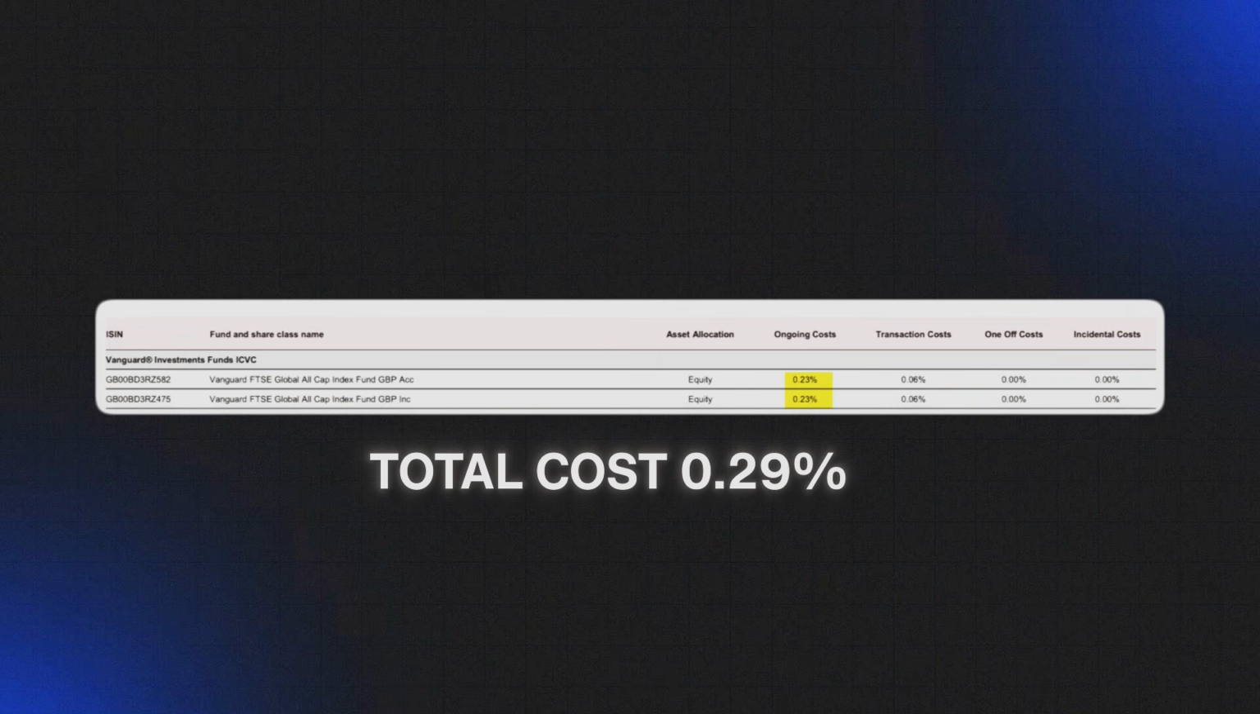Now, as it is a mutual fund, there are no one-off costs, but there are higher transaction costs for the FTSE Global All Cap at 0.06%, and this is because this global fund invests into several thousand more stocks than VWRP, so naturally it incurs more in transaction costs.